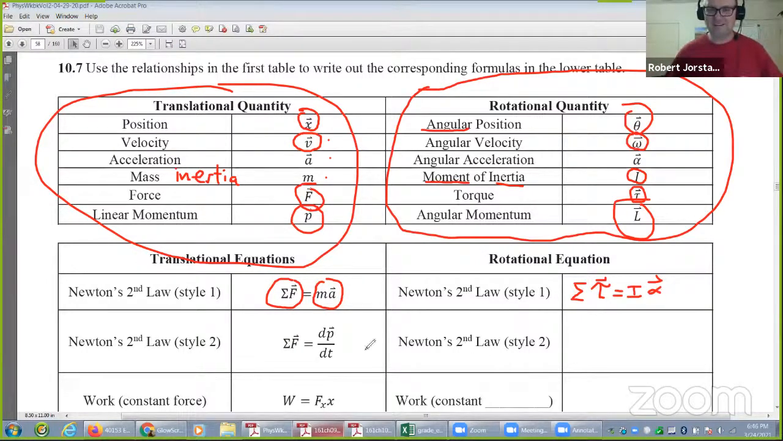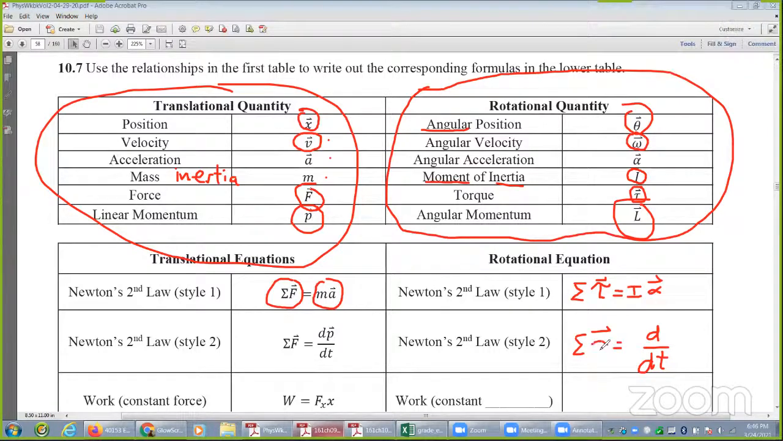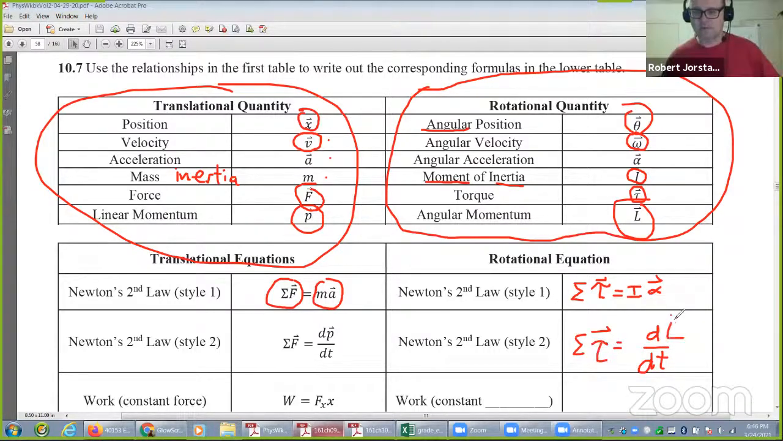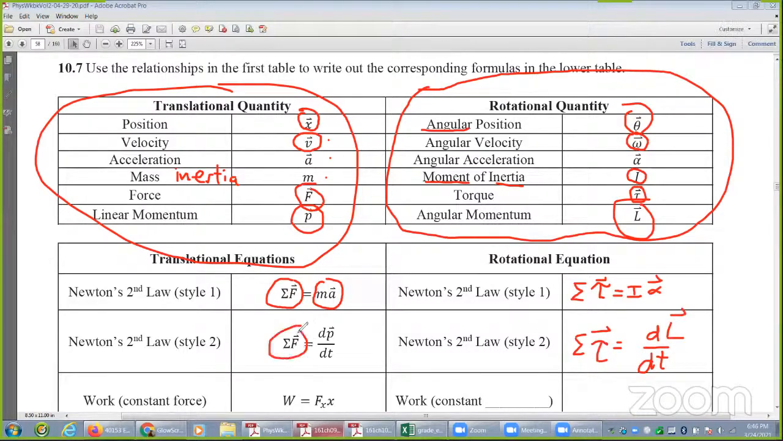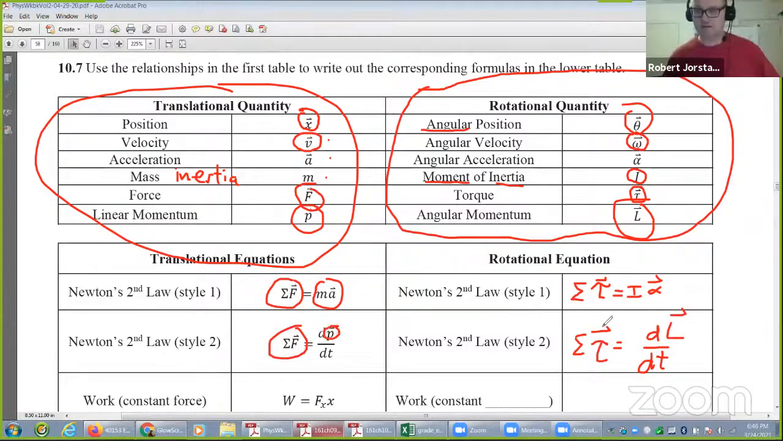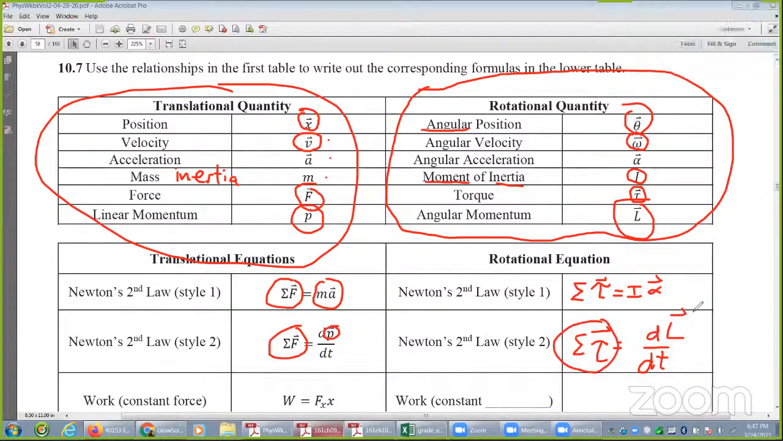Isn't that cool? Now look at this. Watch this. This is the last thing I'll do today. I know it's time to go. Sorry. I really think this is worth finishing. Whoops, not force. What should I be writing in rotation land? Torque. Sum of torque, and the equivalent would be angular momentum. Check this out. If there's no force, momentum is conserved. If there's no torque, what is conserved? Angular momentum.